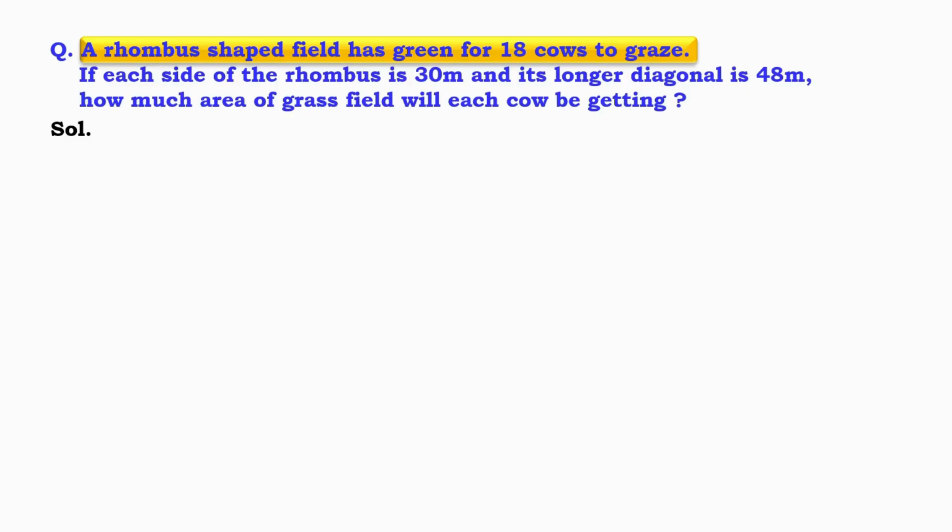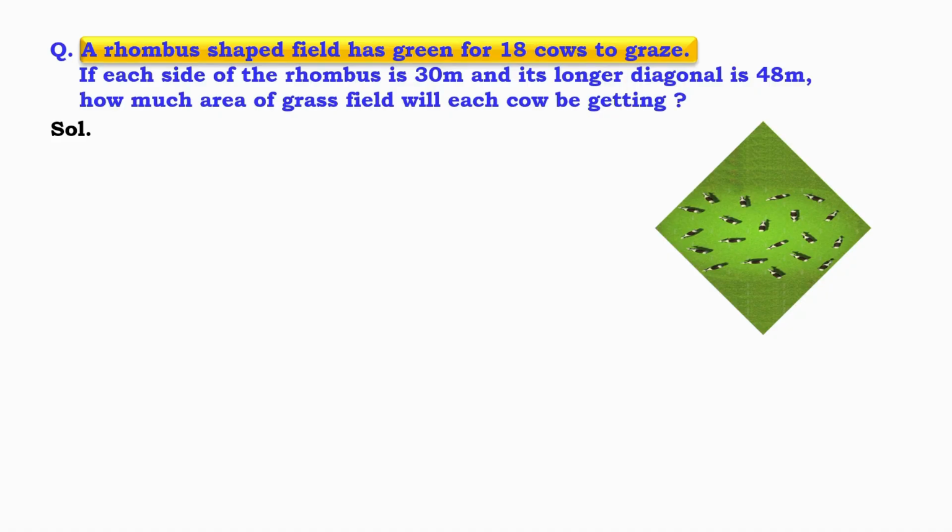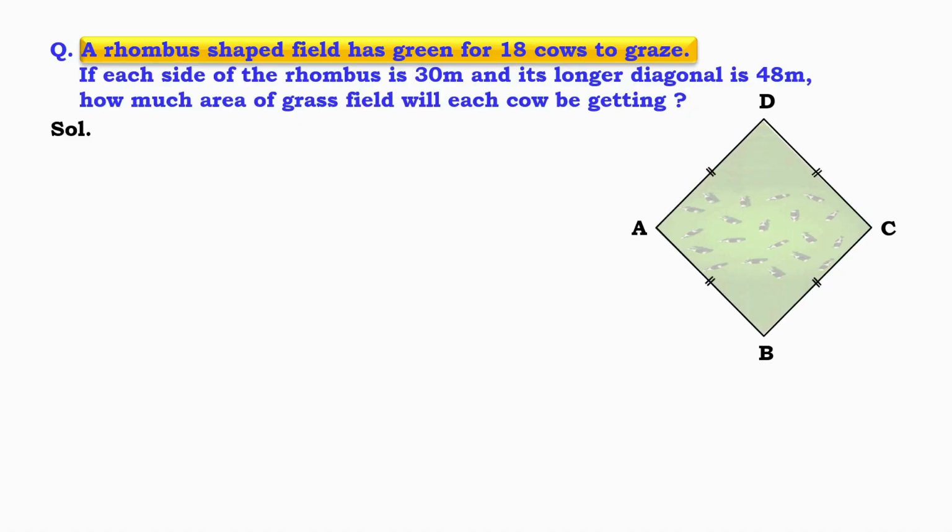So what is given? A rhombus-shaped field has green grass, where the cows can graze. There are 18 cows. So this is a rhombus figure where the cows can graze. You can see the green field over there. Now let us name it ABCD.